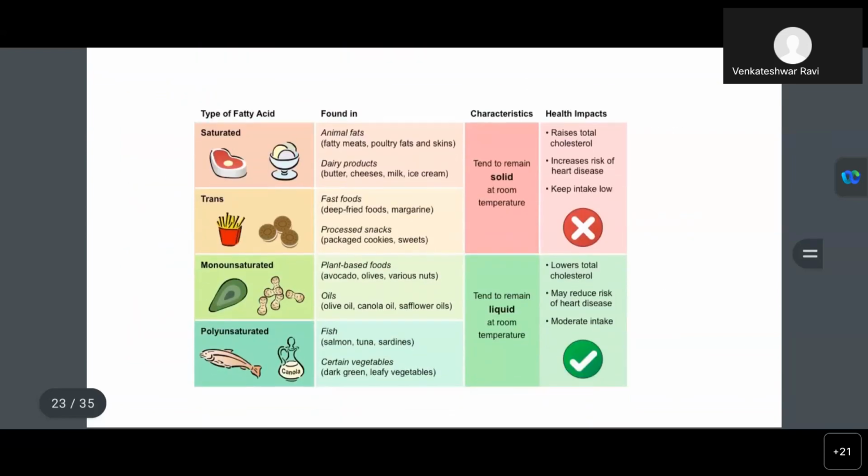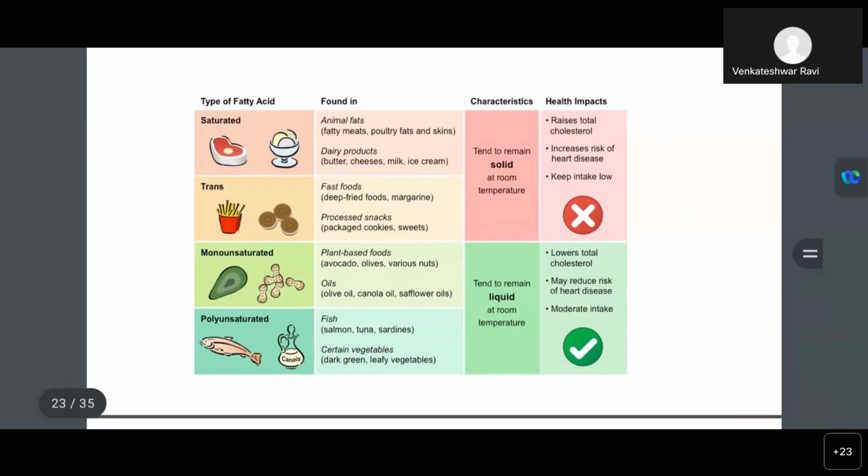Saturated fat found in animals and trans fatty acid found in fast foods tend to remain solid at room temperature. They raise cholesterol and increase heart disease, so keep the intake low. Whereas the plant-based and polyunsaturated fats found in fish and certain vegetables tend to remain liquid at room temperature. They lower total cholesterol and may reduce the risk of heart disease, with moderate intake.